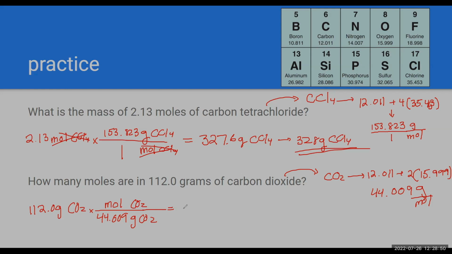So I'm going to run this through the calculator, and I'm going to get a final answer of 2.54 moles of CO2. And then if we take into account significant figures, we should get 2.545. And that should be our final answer.